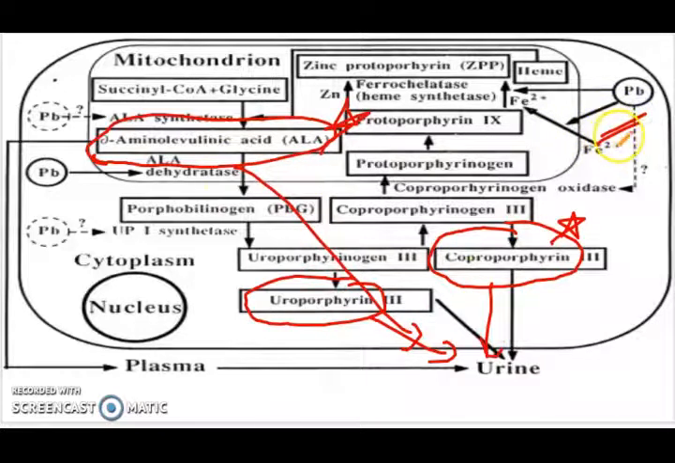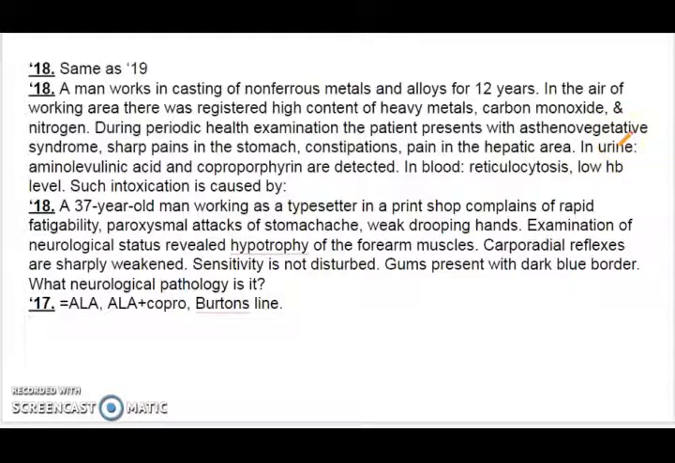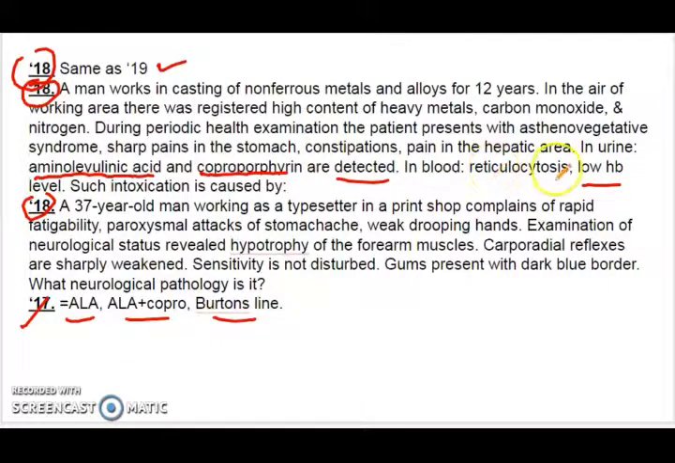Very, very important point. Looking at the questions, you can see there were 3 questions regarding lead toxicity in a single year. Same in 17, there were 3 questions regarding lead toxicity. So you can understand it's like a favorite topic of the Krok question makers. Anyway, the first question is same as what we did right now. The second question mentions ALA, aminolevulinic acid, and coproporphyrin. So lead toxicity. It also mentions low Hb and reticulocytosis, right?